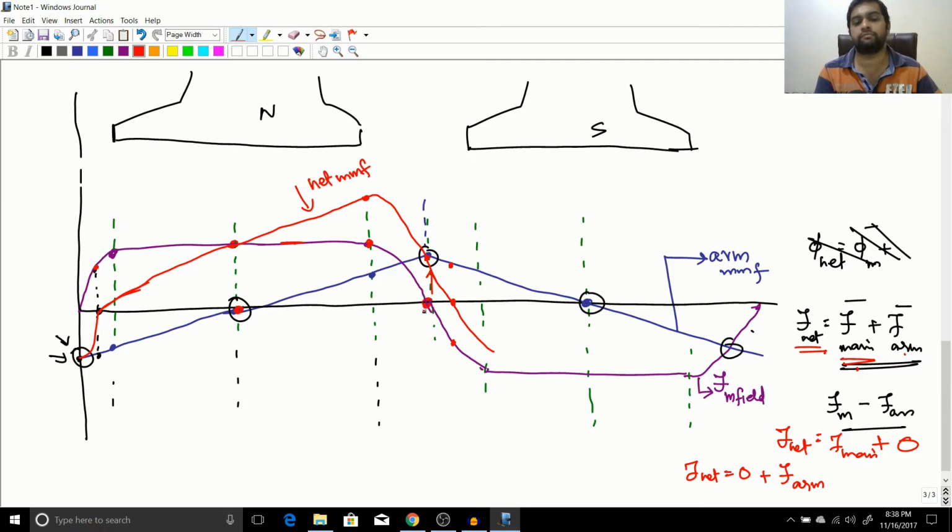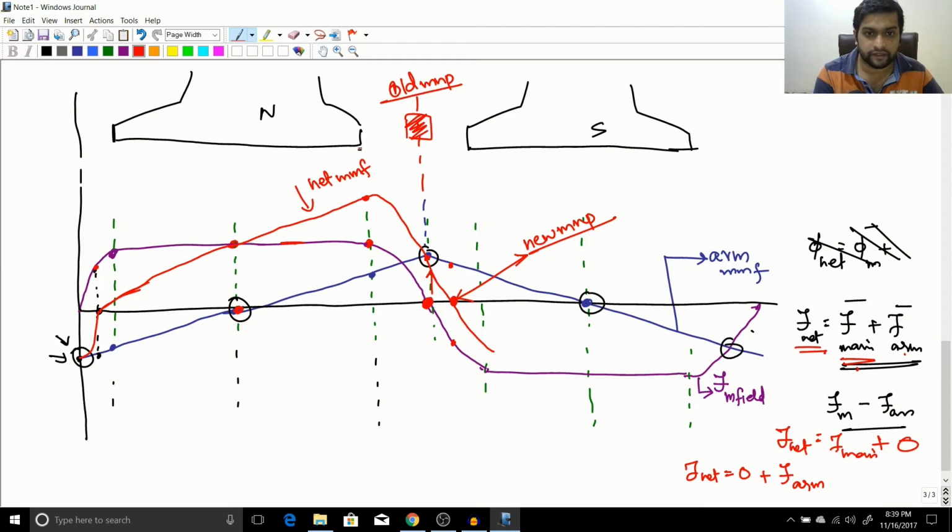Now let us see some particular points here. Now this was the brush axis, right? Or the interpole axis, or this was our old magnetic neutral plane, which is this particular point here. But now look at what has happened. The net MMF is getting zero at this point. This point here. So this is our new magnetic neutral plane where the MMF is equal to zero. Okay, so I hope it is clear.